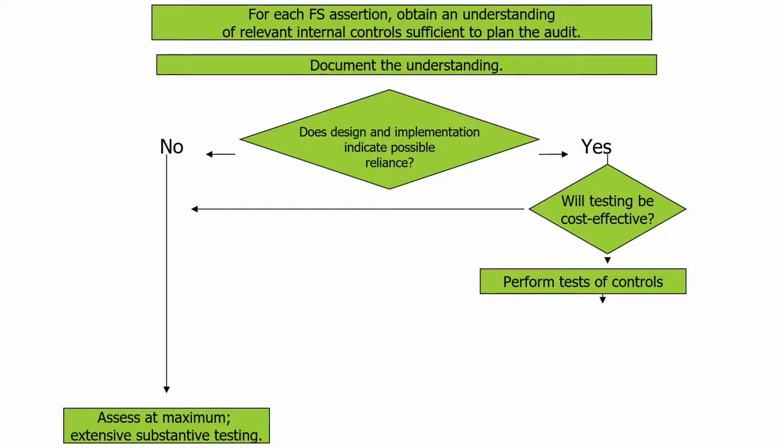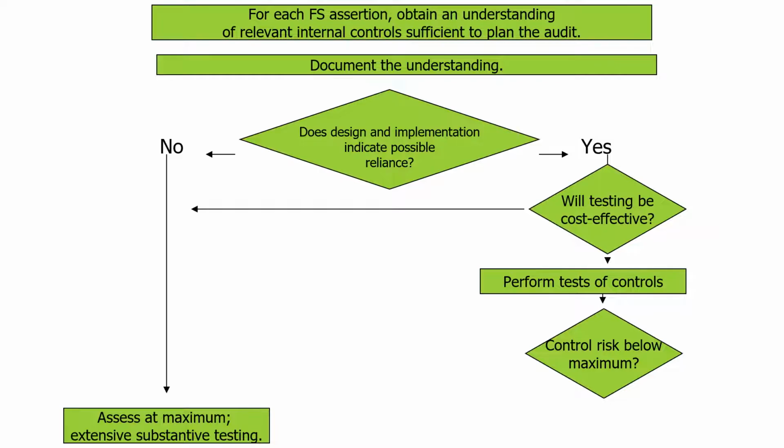After the test of controls are performed, the auditor will then ask, do the results of the test of control support the preliminary assessment? And in this case, because we're in the yes category, we're in the yes column, that means the preliminary assessment must have been that control risk is below maximum, right? That's the preliminary assessment. That's the reason why you are performing test of controls, because you have initially, preliminarily set control risk at less than maximum.